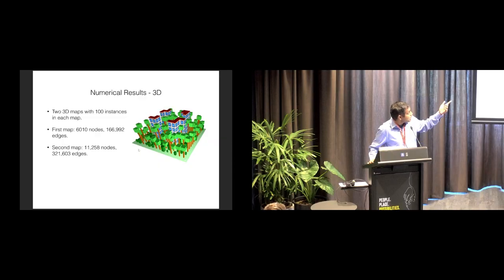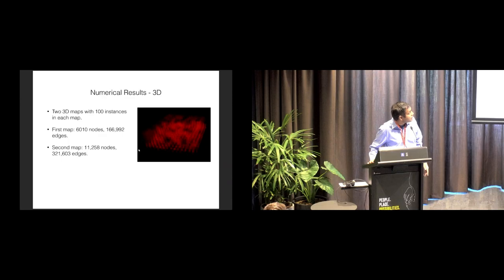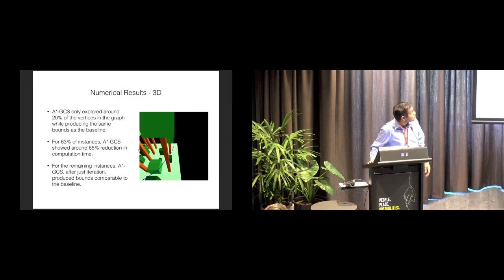So we have two maps here. In each map, we have 100 instances, and you can see these are relatively large maps, at least for this problem. And we generate our GCS. It's very hard to show you this thing. We tried our best to come up with a visualization, but this is what we have. So the main results are that our algorithm basically explored only 20% of the vertices in the graph. So instead of solving the whole problem on the entire graph, you only work with 20% of the vertices. And for 63% of the instances, our algorithm produced around 65% reduction in computation time.